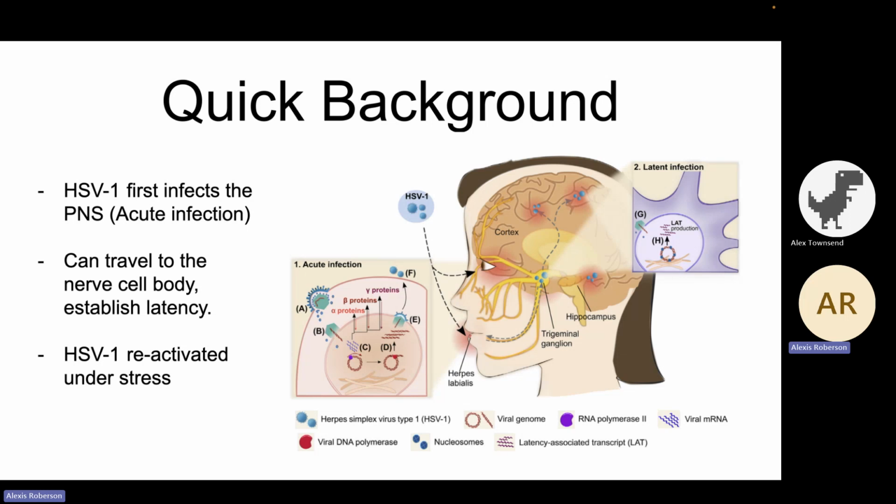It's an alpha herpes virus, and it can first infect the PNS, which is basically what you would see from herpes on your face. But it's capable of entering the CNS by crossing the blood-brain barrier. Once it does that, it can establish latency. When it's in a latent state, it cannot infect other cells, but it just sits there, and then it can become reactivated if it's exposed to certain stress. So we're going to try and model that here.